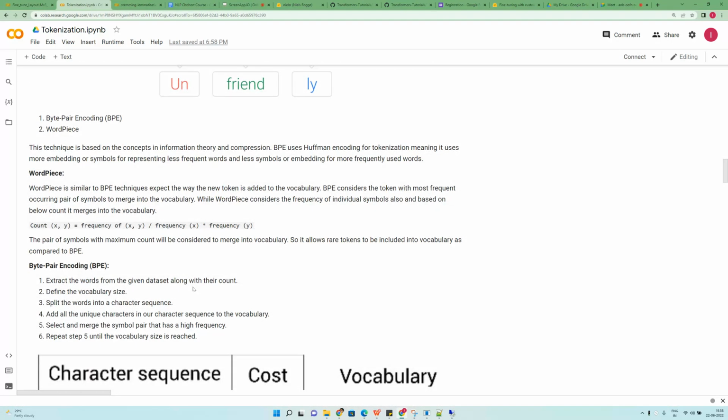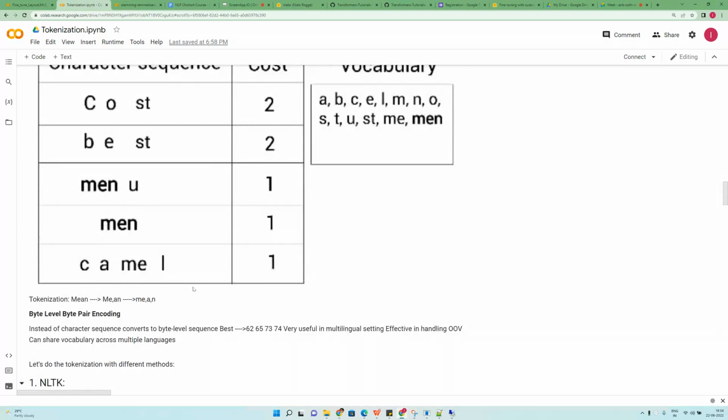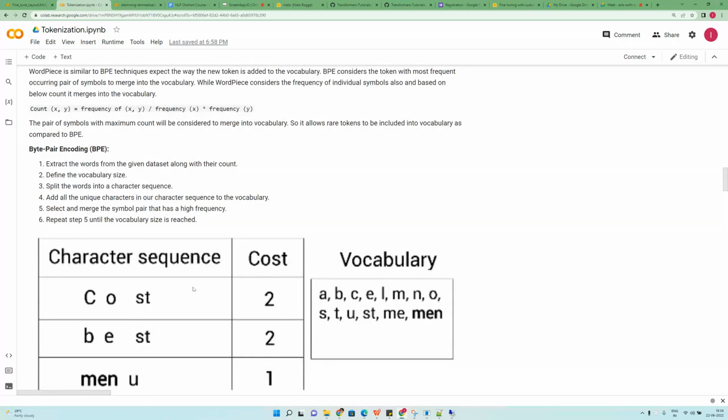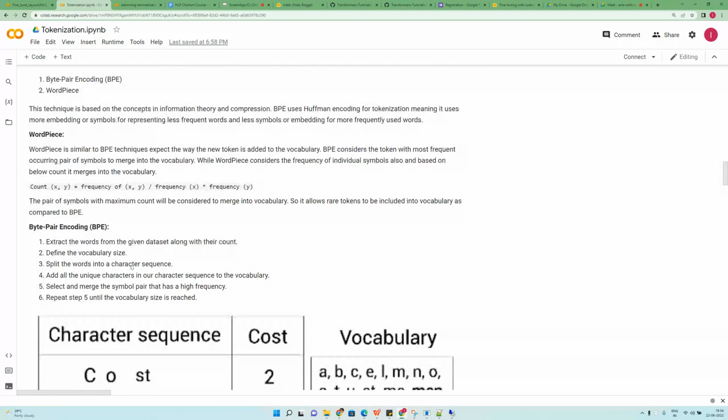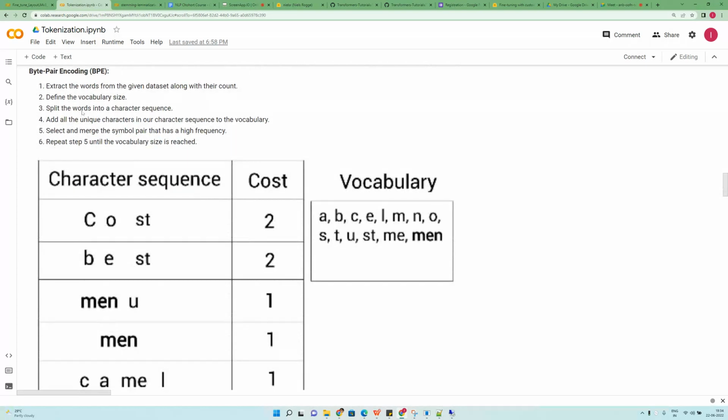For subword tokenization, there are two different kinds: WordPiece tokenization and something called byte-level byte pair encoding. First I will cover byte pair encoding. Byte pair encoding says that first you have to extract the words from a given dataset along with their count, as I mentioned. You will go through the data, see how many times a particular word is occurring, and collect that. You will have the count of it.